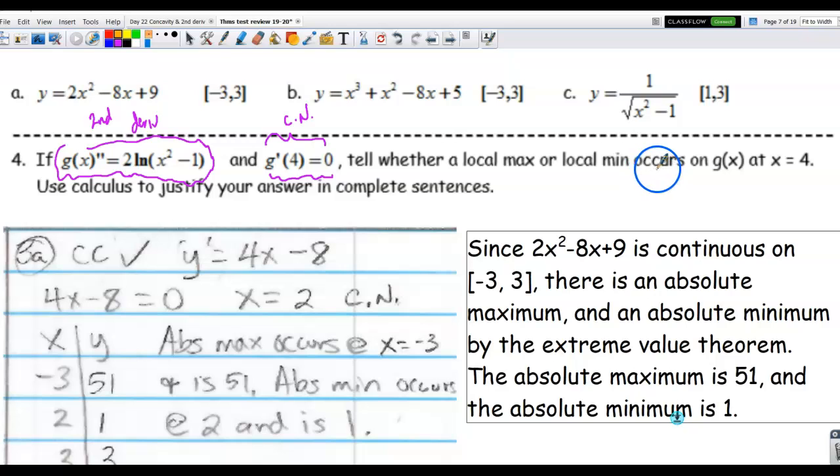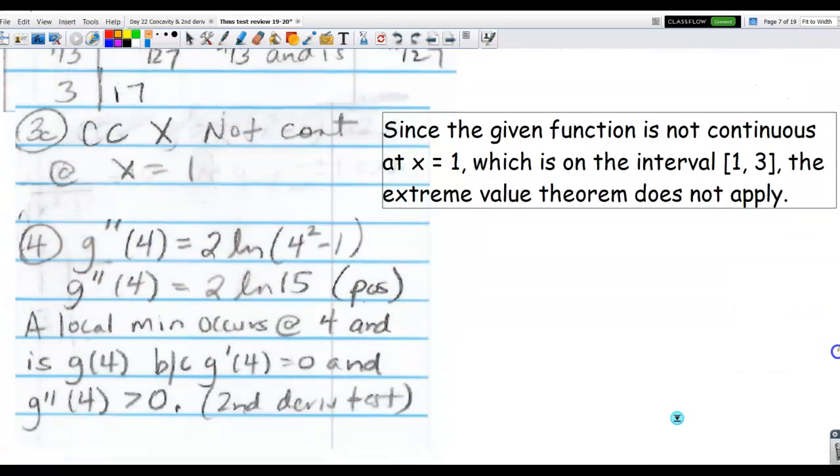Tell whether a local max or a local min occurs on the original function, g of x, at x equal to 4. So hopefully you are realizing that this is the second derivative test, which says you can use the second derivative in many cases to classify a critical number. Number 1, you have to know the critical numbers, and we do. Number 2, you're going to substitute your critical numbers into the second derivative, and you are looking for the sign of the output. If the second derivative is positive, you have found a local or relative minimum. If the second derivative is negative, you have found a local or relative maximum.